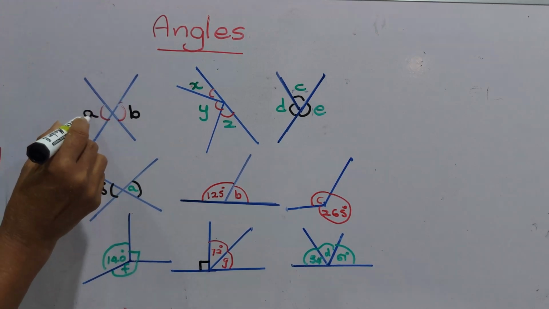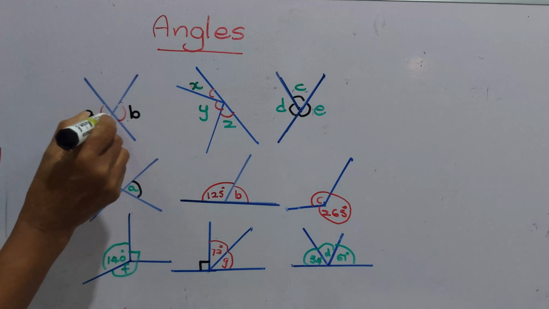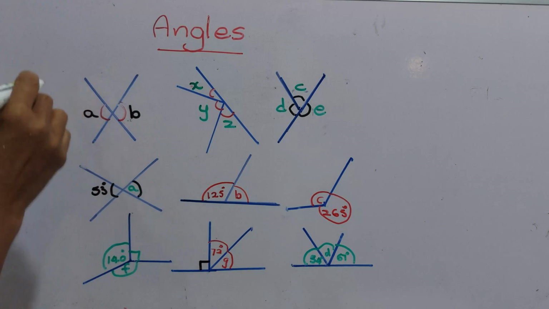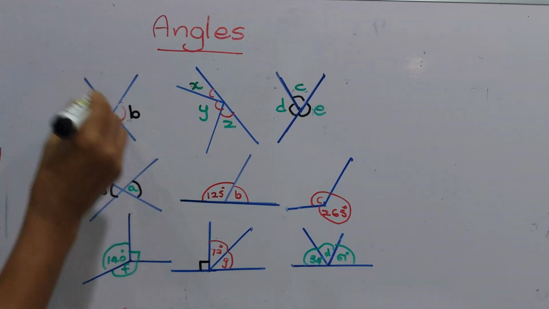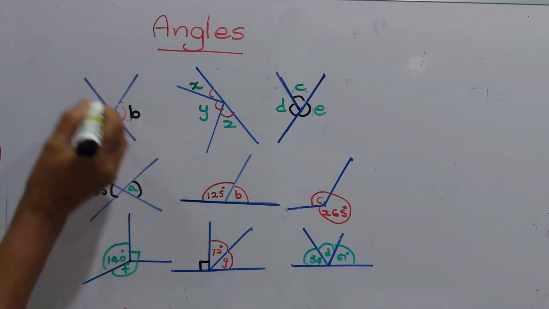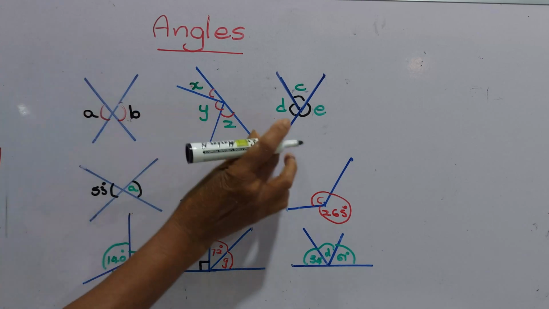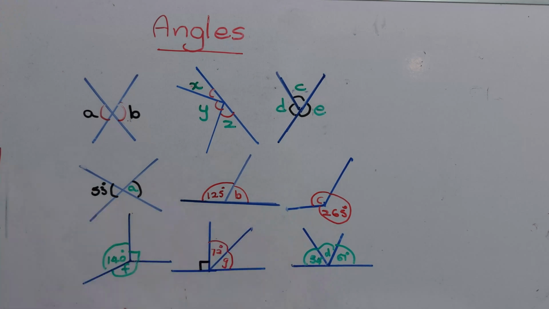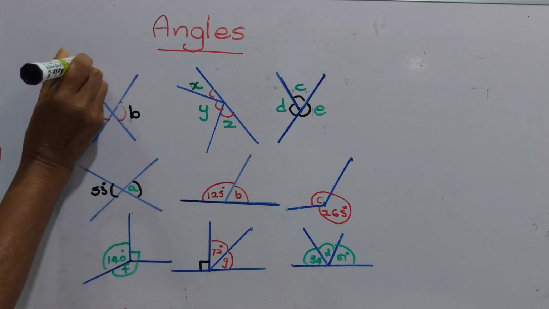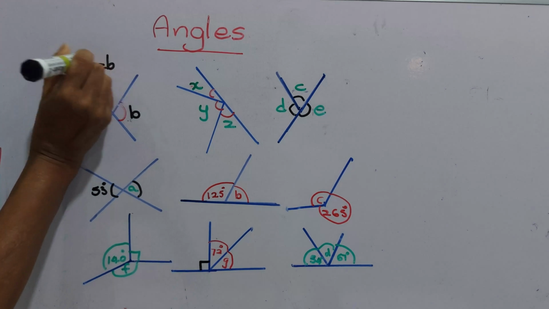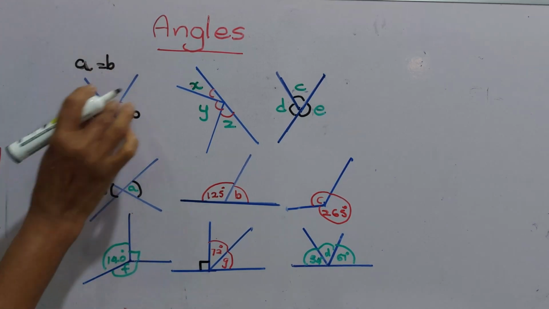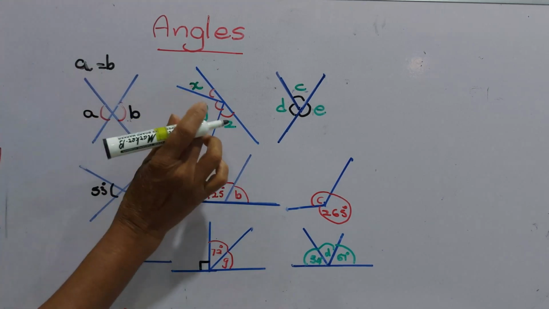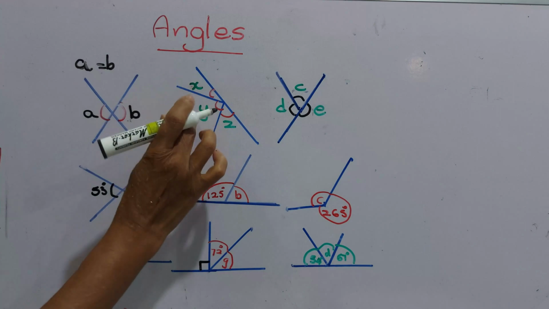Here angle A equals angle B, because vertically opposite angles are equal. These are the points we must know before calculating the value of these unknown angles. Angle A equals angle B. Vertically opposite angles are equal. This is one point. And the other point is here, X, Y, Z.